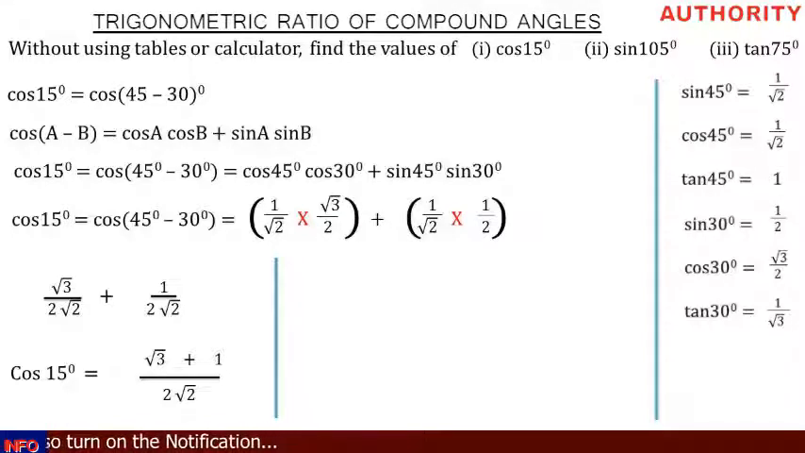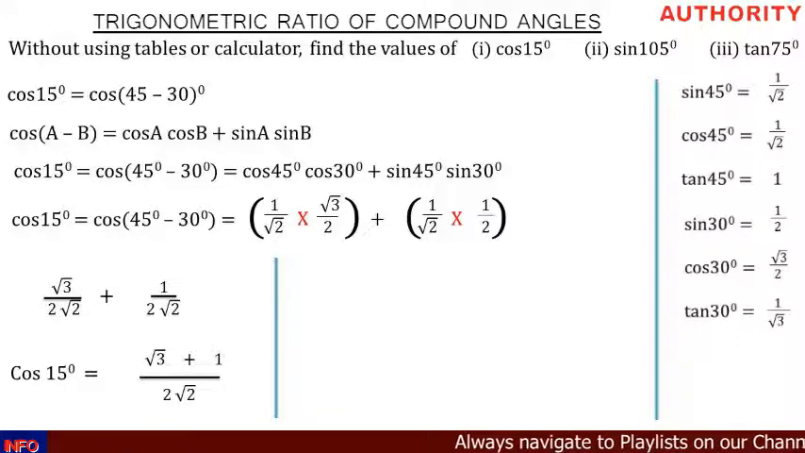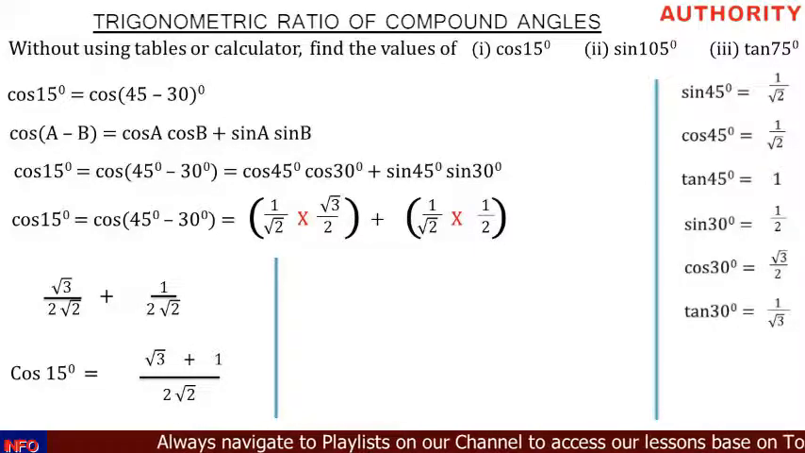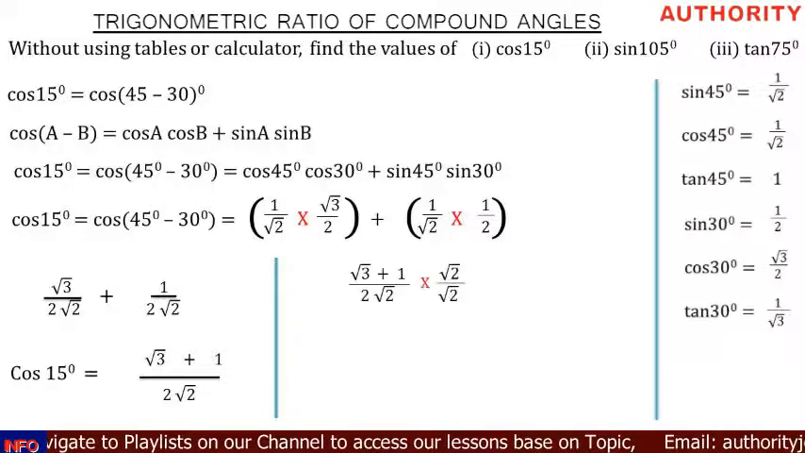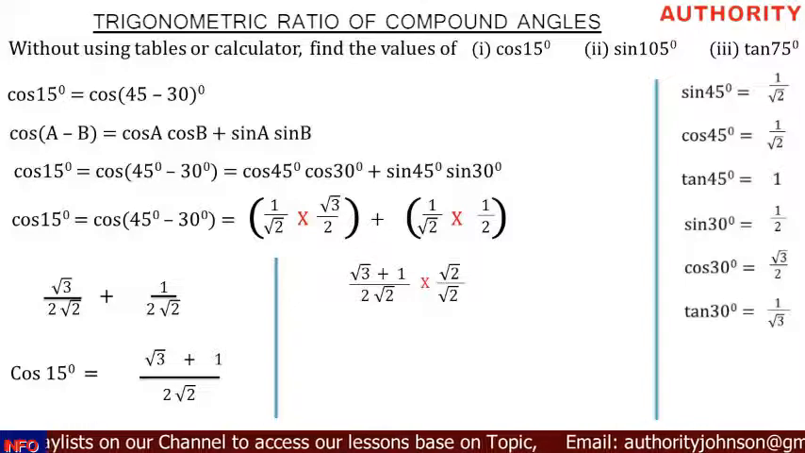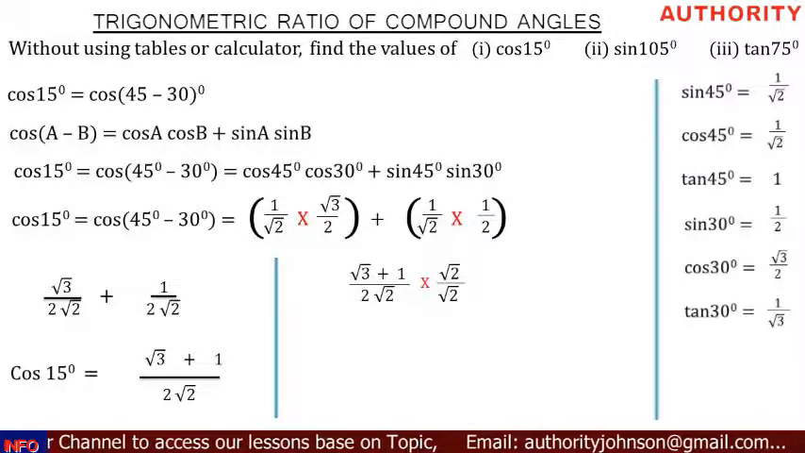Pay attention. We are yet to conclude. We are yet to finish it. What we're going to do here is remove this root 2 in our denominator. For us to remove it, we are going to do what we call rationalization. We're going to simply multiply the numerator and the denominator by this root 2. That is called rationalization. Now let's go. We're going to say root 3 plus 1 over 2 root 2 times root 2 over root 2.